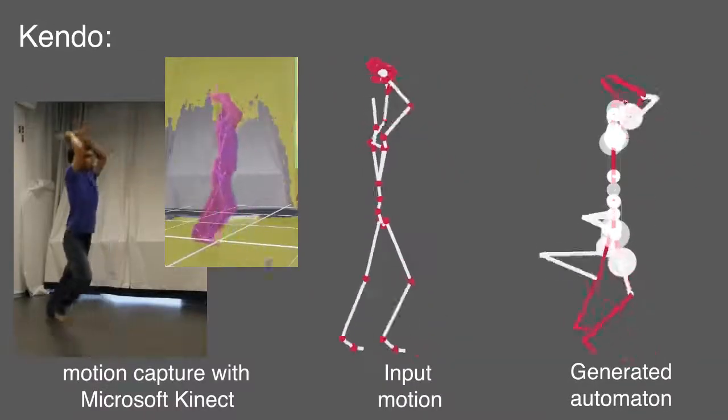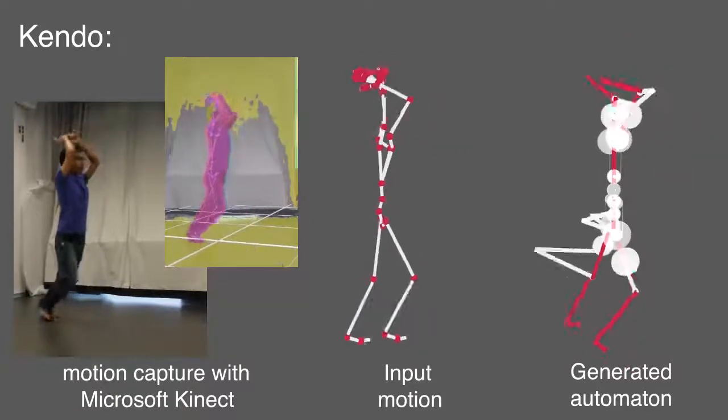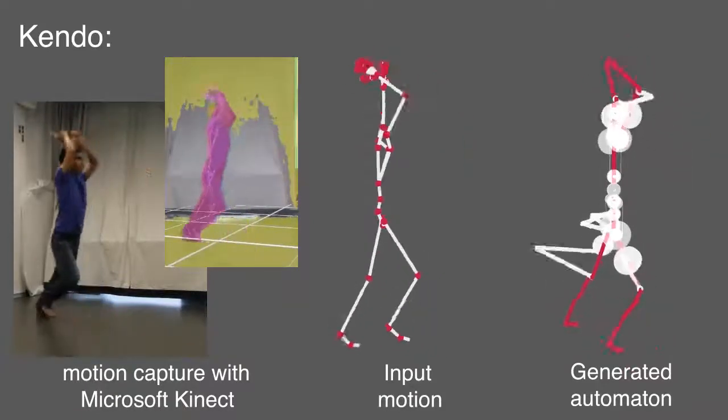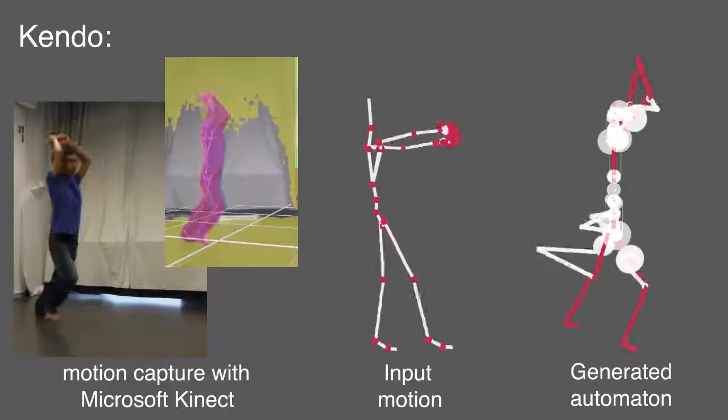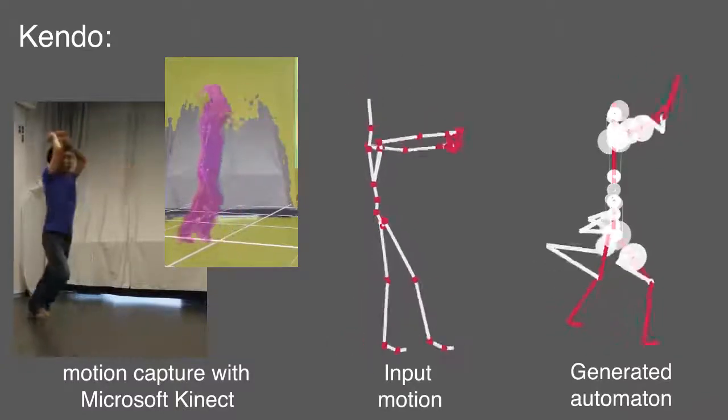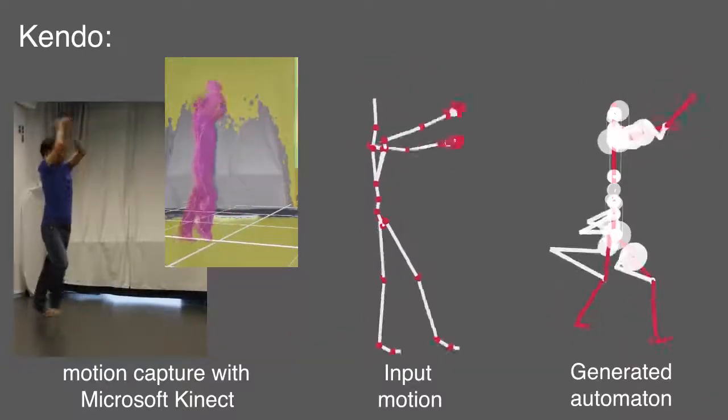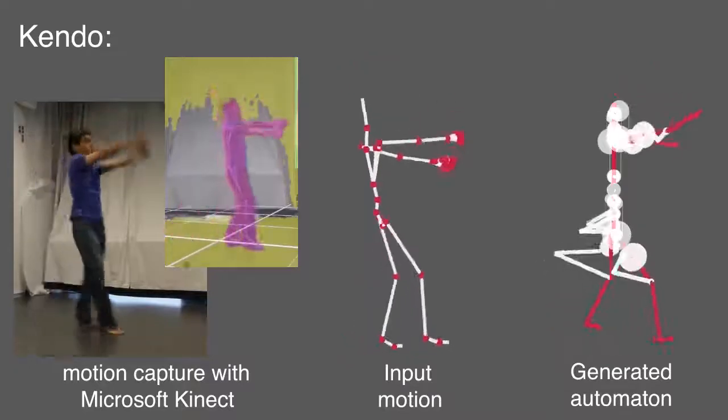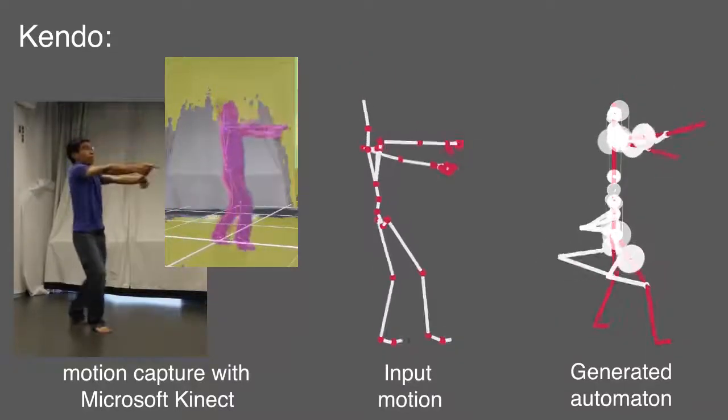While the input motion to our system can be selected from motion capture databases, commercial motion sensing input devices such as the Microsoft Kinect enable the users to directly perform the desired motion, as shown in this kendo sequence. Here we show physical prototypes for some of our examples.